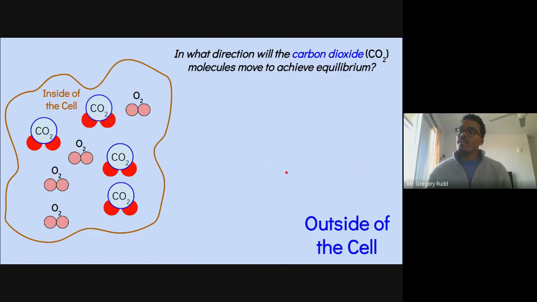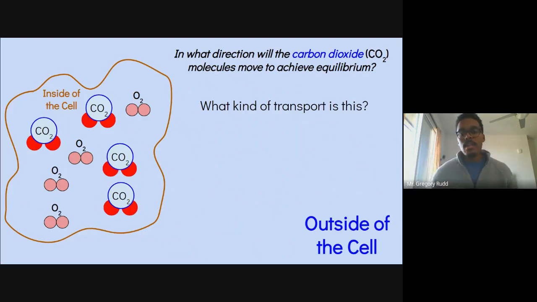But my question now is, what kind of transport was just taking place? Those of you who have been taking notes should definitely have written this down. If we're talking about the movement of really small molecules like O2 and like CO2, what kind of transport is that? Is it active transport or is it passive transport?